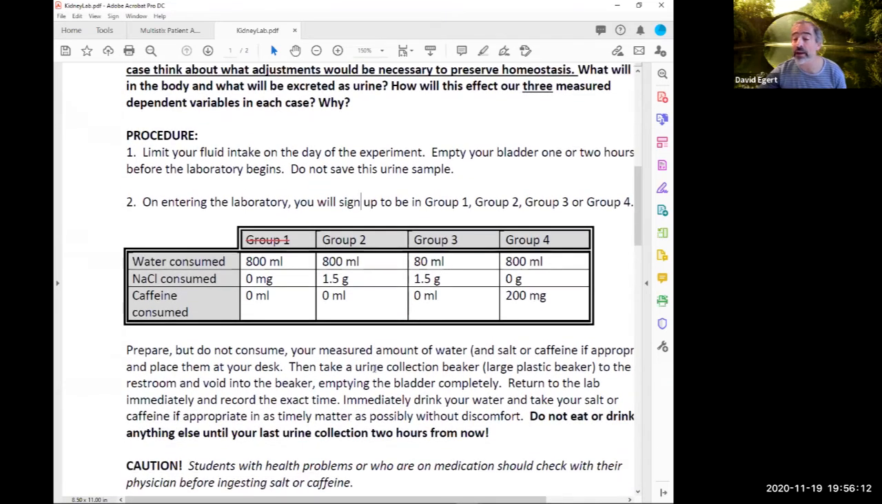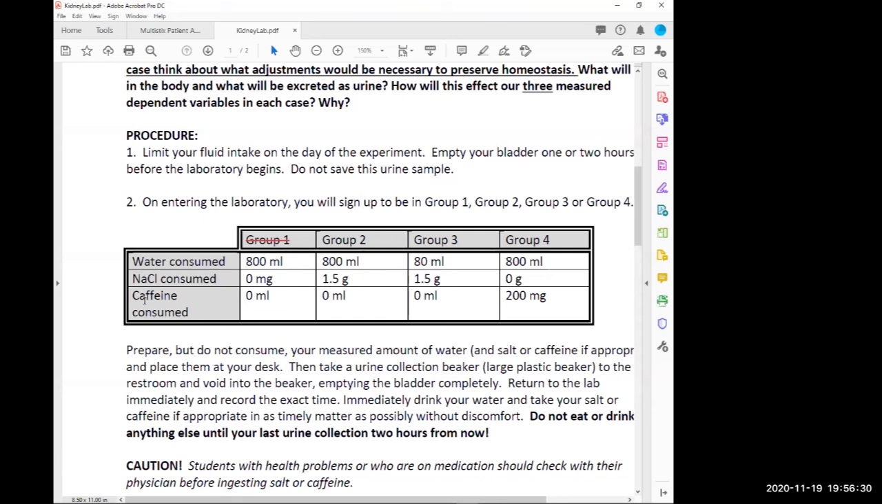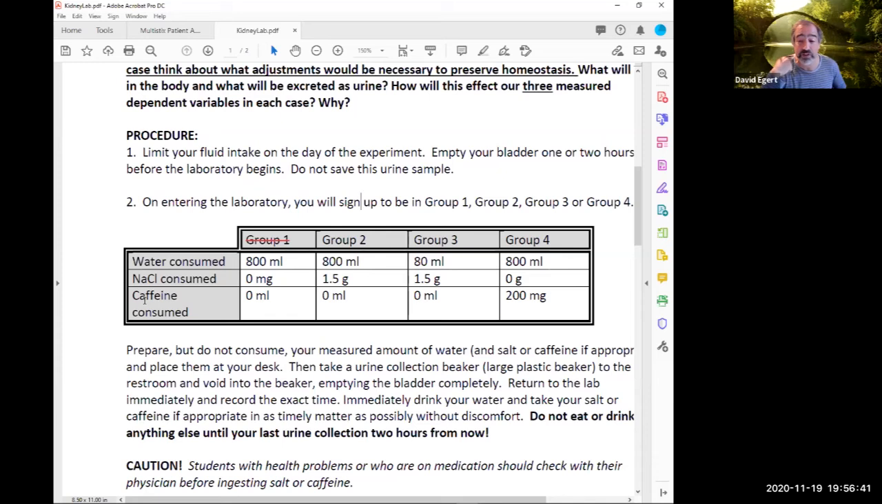So in your lab manual for next week, for the objective, what would be the objective for this lab based on what I just said? How does water intake, salt intake, or caffeine intake affect the volume, salt concentration, specific gravity of the urine? Exactly. Did everyone hear Laura? That was just in a nutshell, the perfect objective.